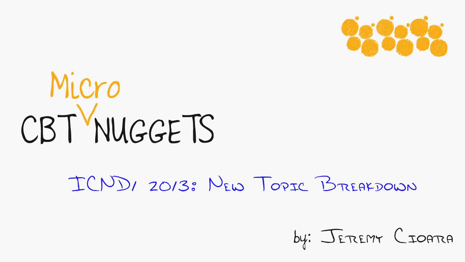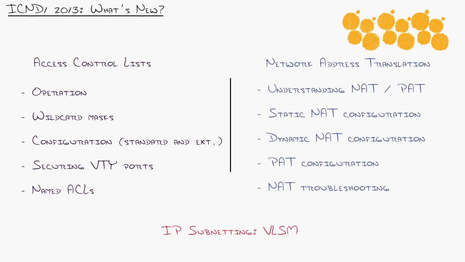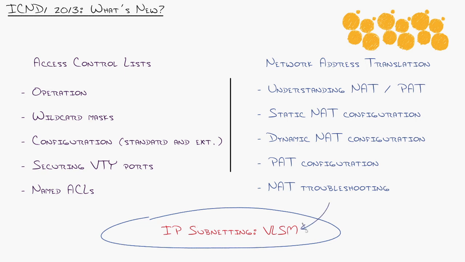Cisco has added some pretty massive topics to the ICND1 exam in 2013. Let me break down exactly what you need to know. First and foremost, you're now going all the way with IP subnetting. Instead of the old one mask to rule them all in the original ICND1, Cisco's gone all the way with variable-length subnet masking. Take that and now couple it with access control lists being added.